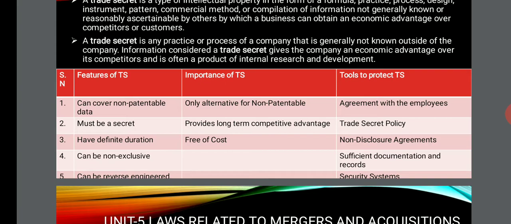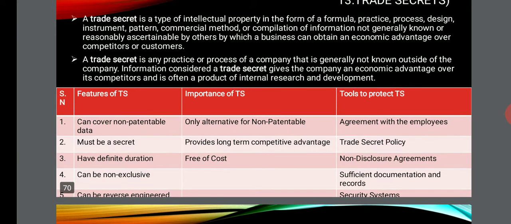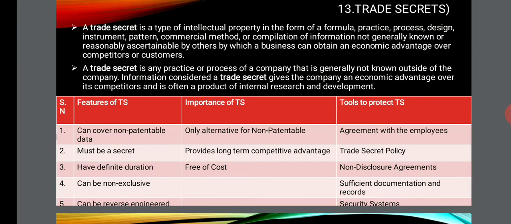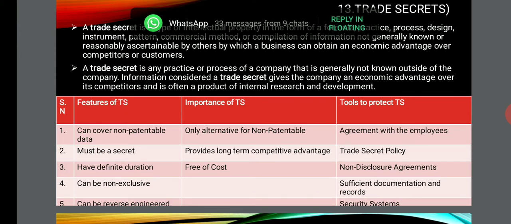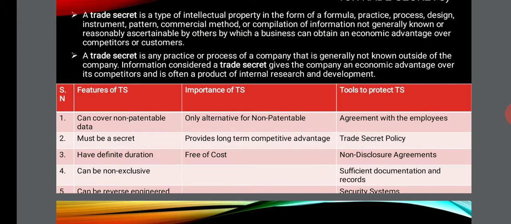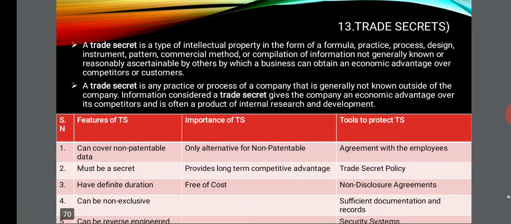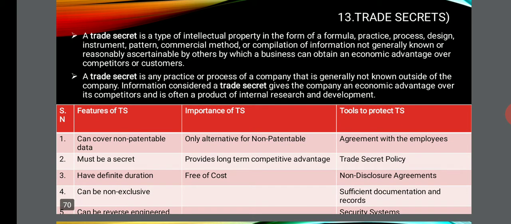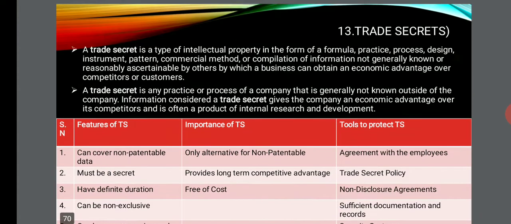Then tools to protect a trade secret. What are the tools to protect? Agreement with the employees, to protect trade secrets. Trade secret policy, that nobody can disclose a trade secret, whosoever is working. Non-disclosure agreement. You cannot disclose. That agreement can be signed. Sufficient documentation and records can be kept for keeping the secrecy, and security systems should be maintained to maintain the trade secrets. So with this we come to the end of the fourth unit.